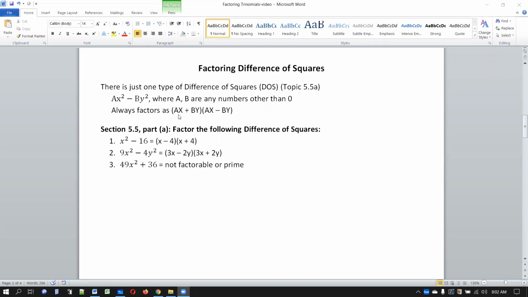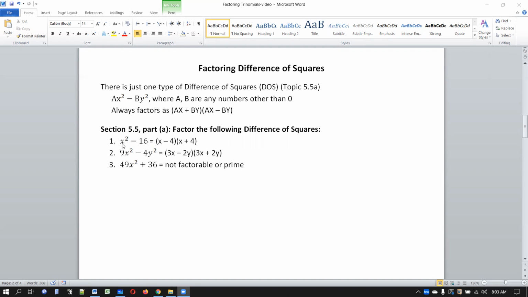And it's always going to factor into, if the question is ax squared minus by squared, it would be ax plus by, and the other parentheses is exactly the same as the first, but with the minus in between. Okay, so this is very, very straightforward. We'll do 3 examples and you understand exactly what to do.